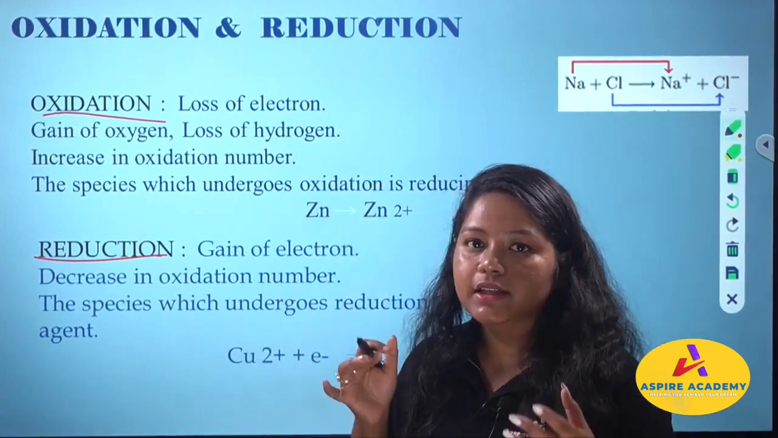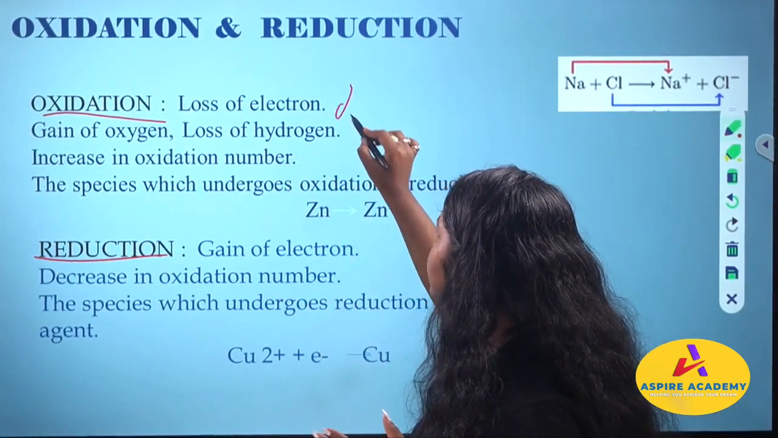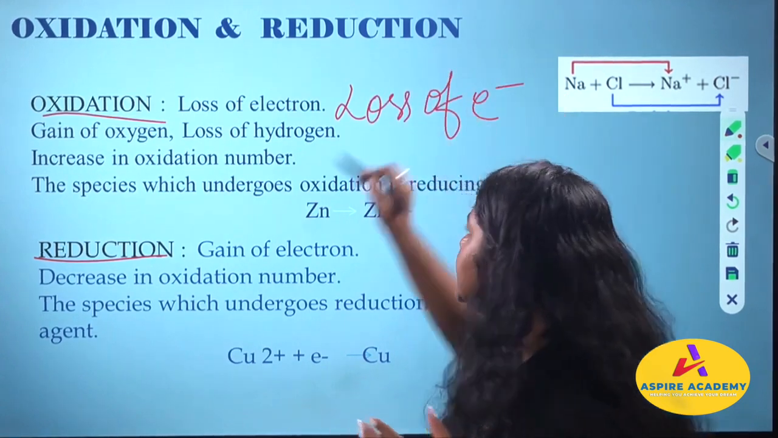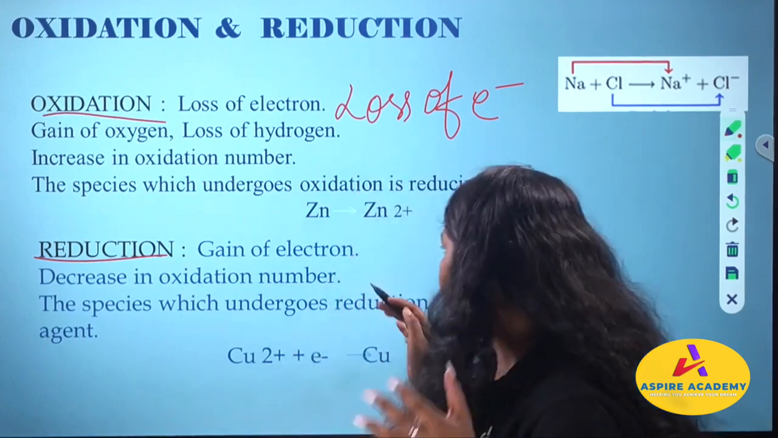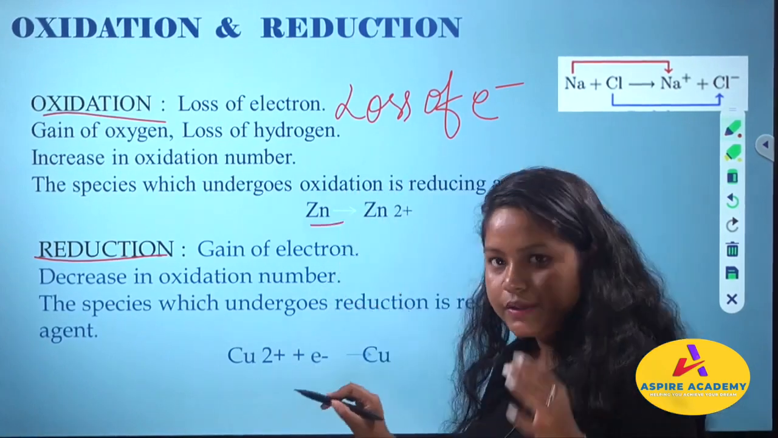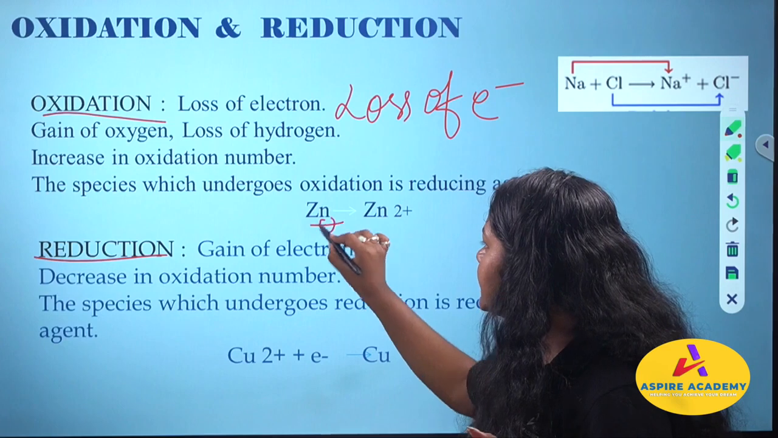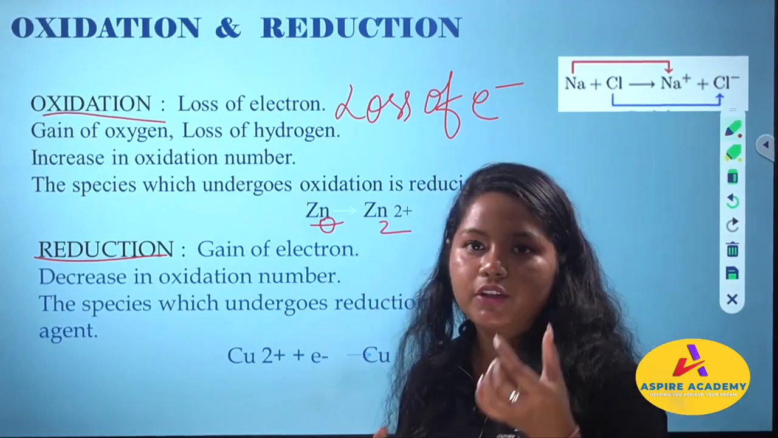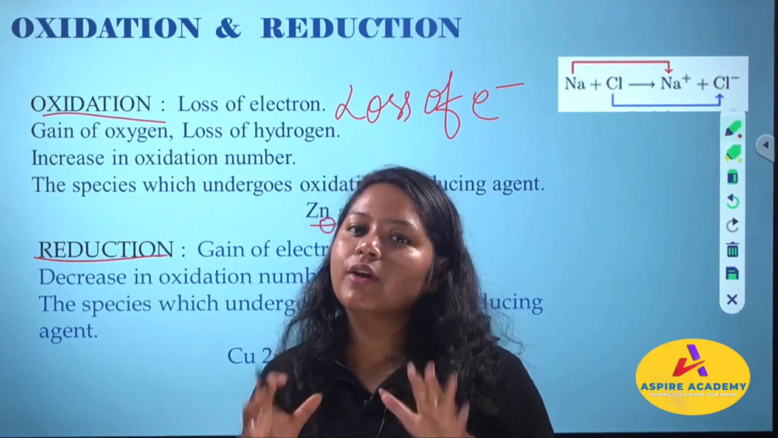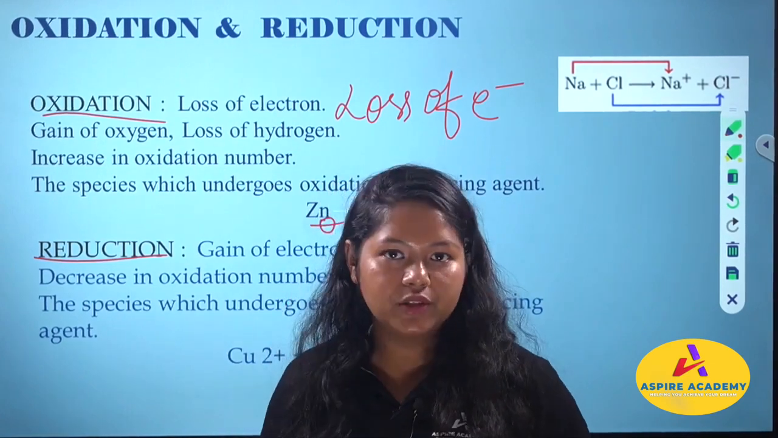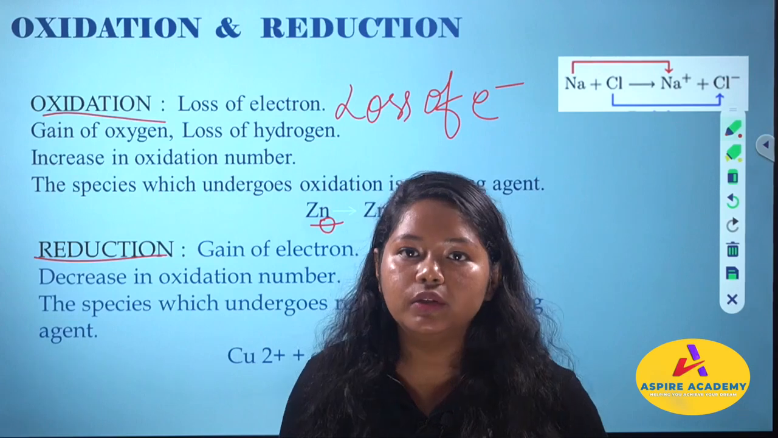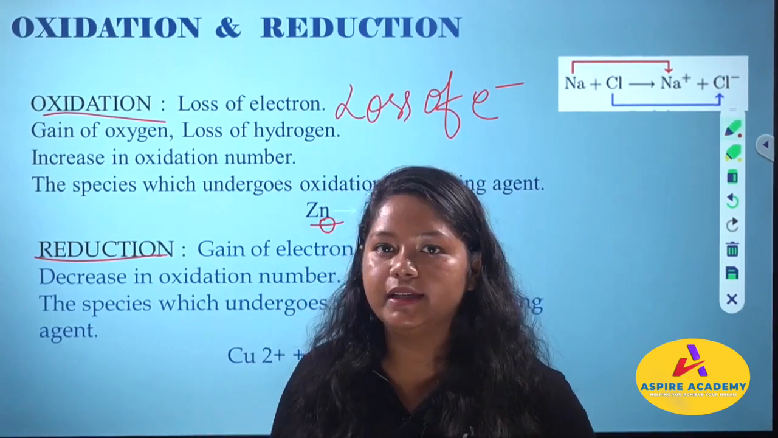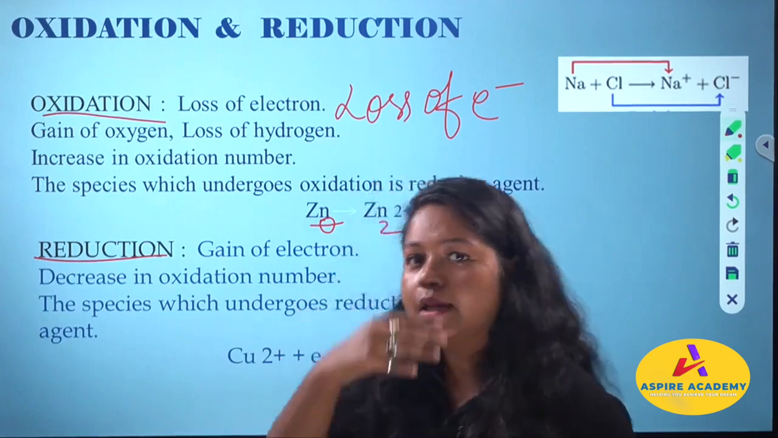Okay, what is oxidation? Loss of electron. Loss of electron is oxidation. Okay, for example, you have zinc here. Okay, understood? Zinc is losing 2 electrons. Suppose you have a packet of chocolate, okay, you have Dairy Milk, you have 10 pieces of Dairy Milk in it. If you are eating 2 pieces, what do you have? You have 8 pieces, right? And 2 you have eaten. So you are losing 2 pieces of Dairy Milk.